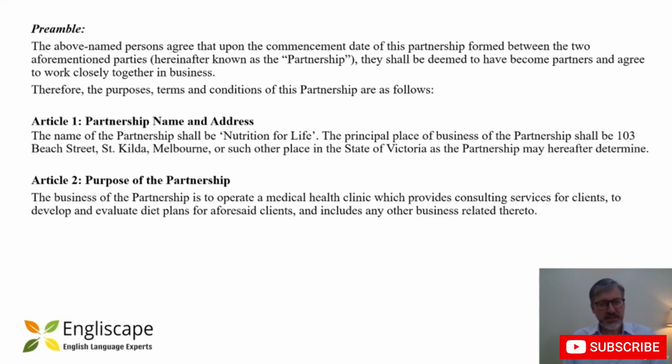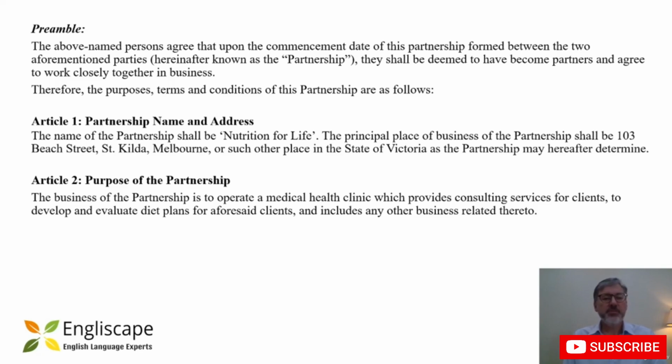And next we have the articles related to this contract. Article 1, Partnership Name and Address. The name of this partnership shall be Nutrition for Life. The principal place of business of the partnership shall be 103 Beach Street, St Kilda, Melbourne, or such other place in the state of Victoria as the partnership may hereafter determine. So we have the name of the partnership, Nutrition for Life, and their address.